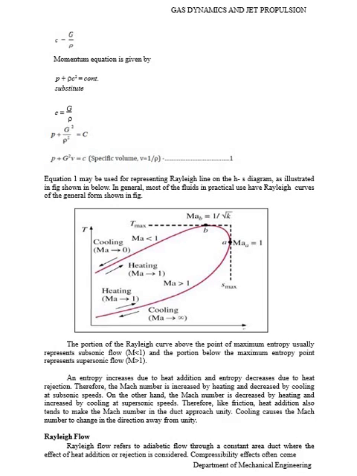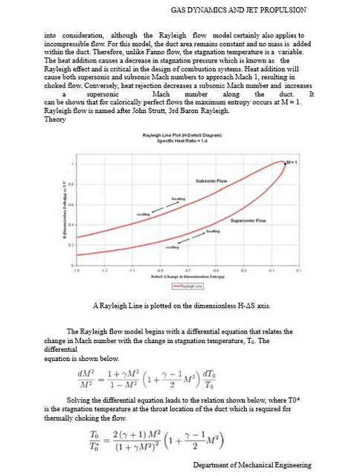Rayleigh flow. Rayleigh flow refers to frictionless flow through a constant area duct, where the effect of heat addition or rejection is considered. Compressibility effects often come into consideration, although the Rayleigh flow model certainly also applies to incompressible flow. For this model, the duct area remains constant and no mass is added within the duct. Therefore, unlike Fanno flow, the stagnation temperature is variable. The heat addition causes a decrease in stagnation pressure, which is known as the Rayleigh effect and is critical in the design of combustion systems.